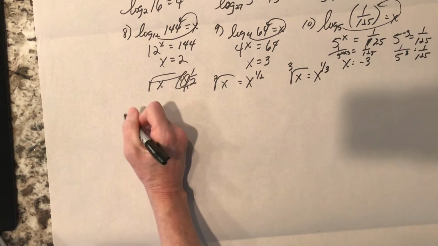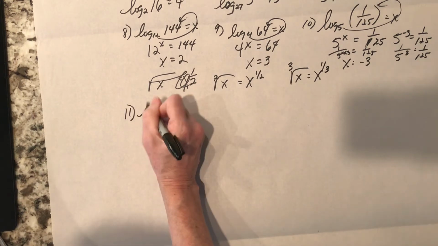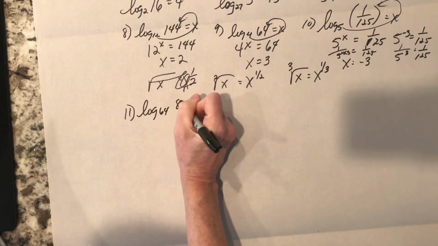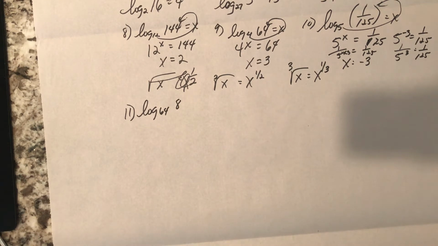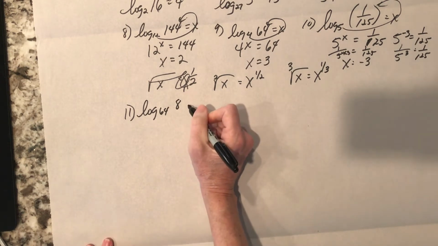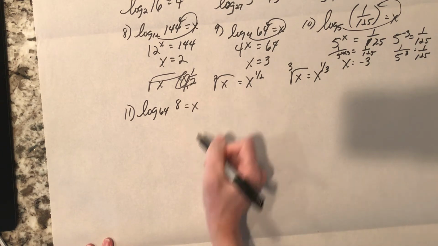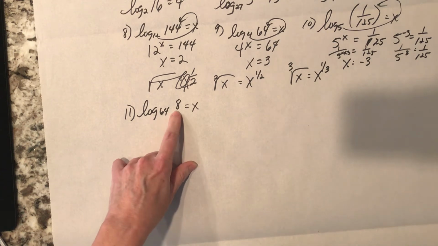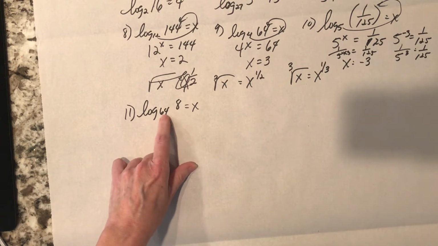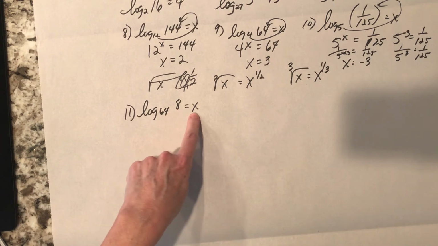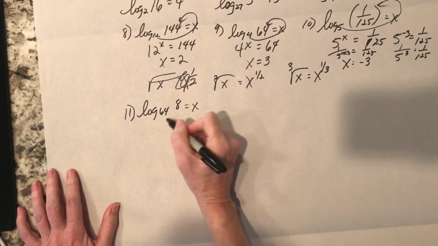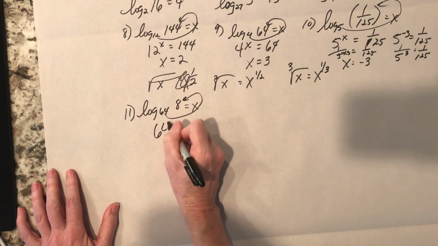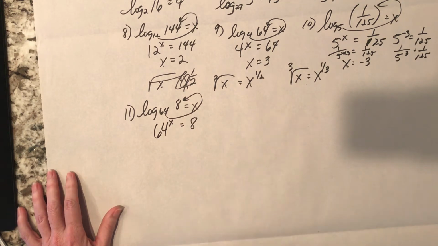All right, let's look at number 11. It is log base 64 of 8. Again, we're looking for an answer just like we were in 8, 9, 10, and 11. They're asking you to evaluate it, so set it equal to x. What do you have to raise 64 to make it become an 8? We're going to have to make that number smaller, 64 down to 8, so this is going to have to be at least a fraction. Let's set it up. 64 raised to the x power equals 8.